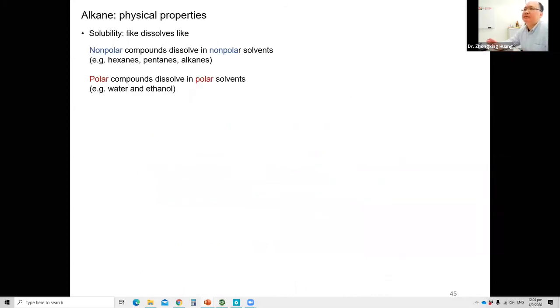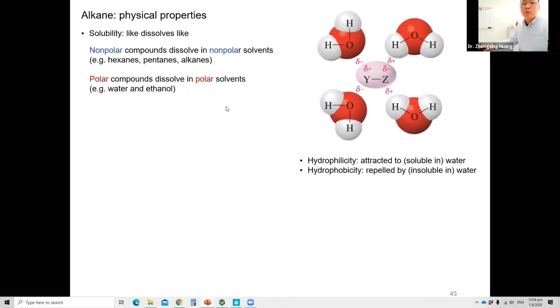Okay, the solubility, one simple sentence: like dissolves like. Non-polar compounds dissolve in non-polar solvents, polar compounds dissolve in polar solvents. Particularly important is water, okay? Because water is a polar compound, right? We just talked about it. It has hydrogen bonding, and all these dipoles are interacting with each other.